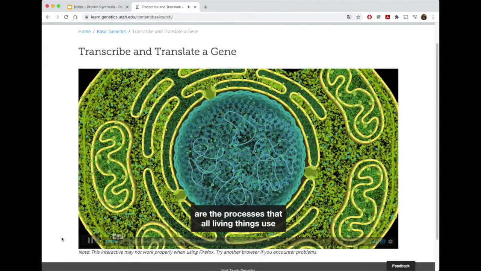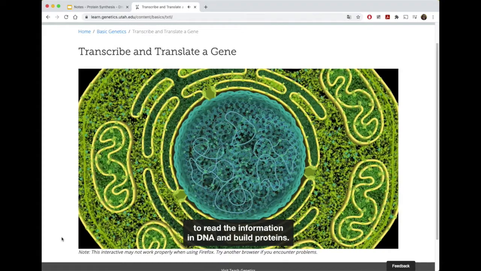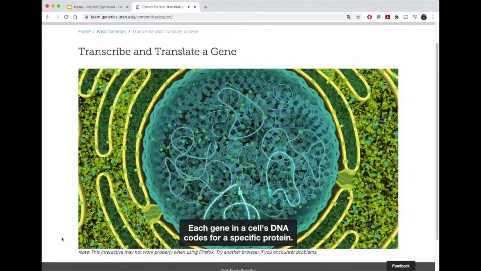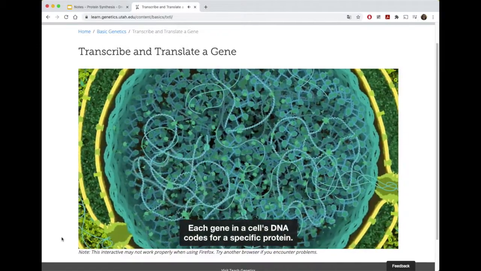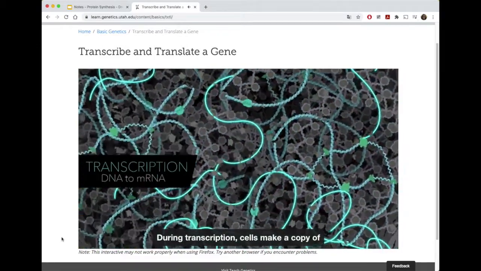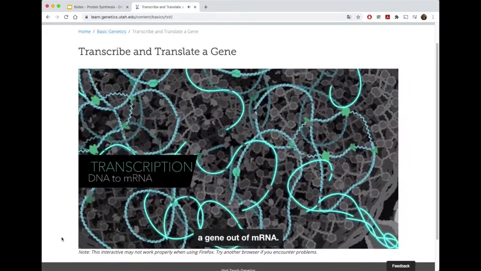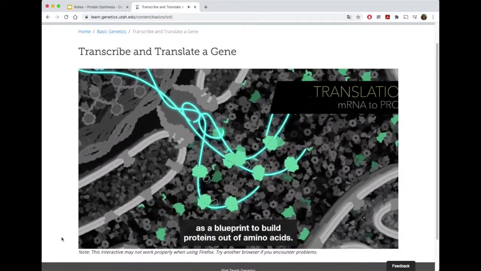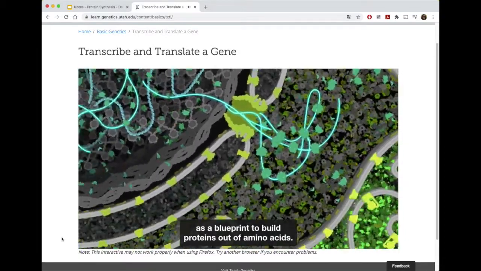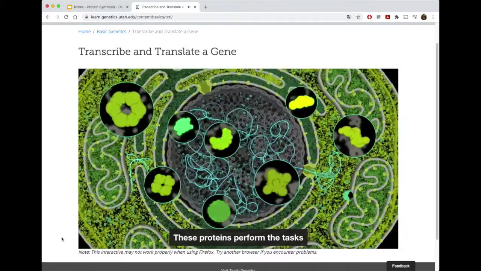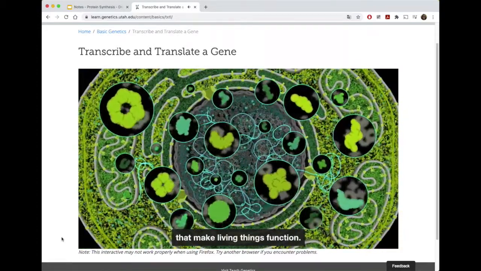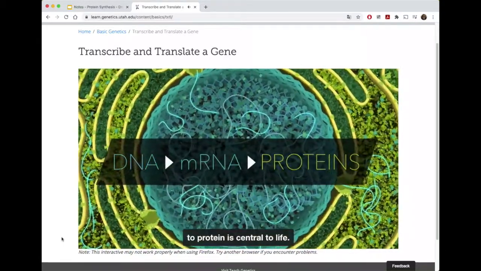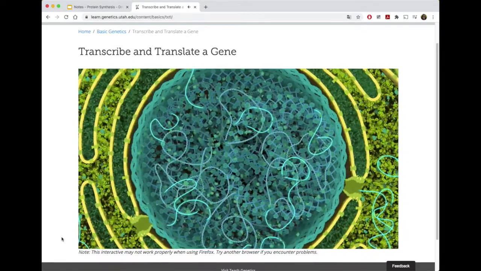Transcription and translation are the processes that all living things use to read the information in DNA and build proteins. Each gene in a cell's DNA codes for a specific protein. During transcription, cells make a copy of a gene out of mRNA. During translation, they use that mRNA copy as a blueprint to build proteins out of amino acids. These proteins perform the tasks that make living things function. The flow of genetic information from DNA to mRNA to protein is central to life.